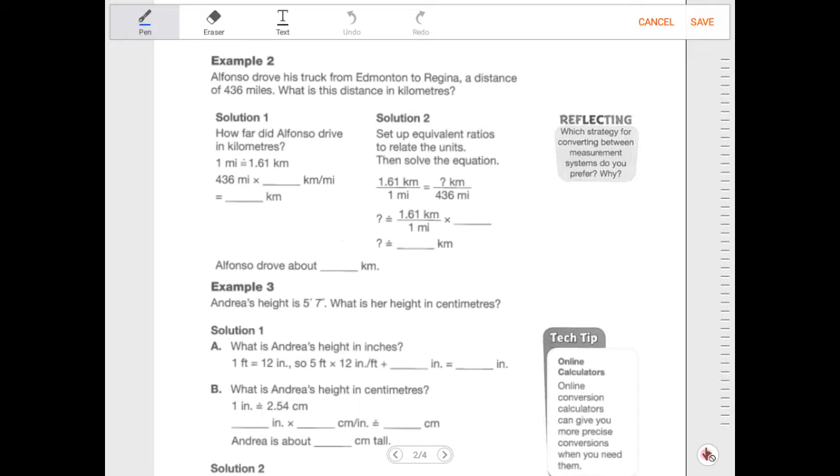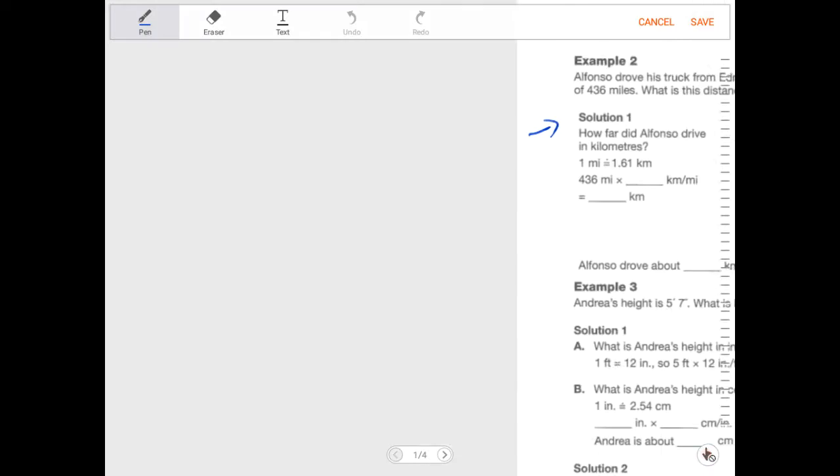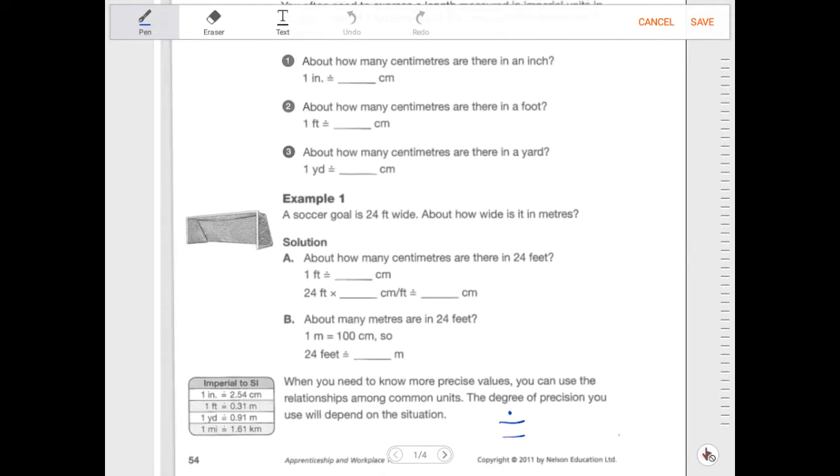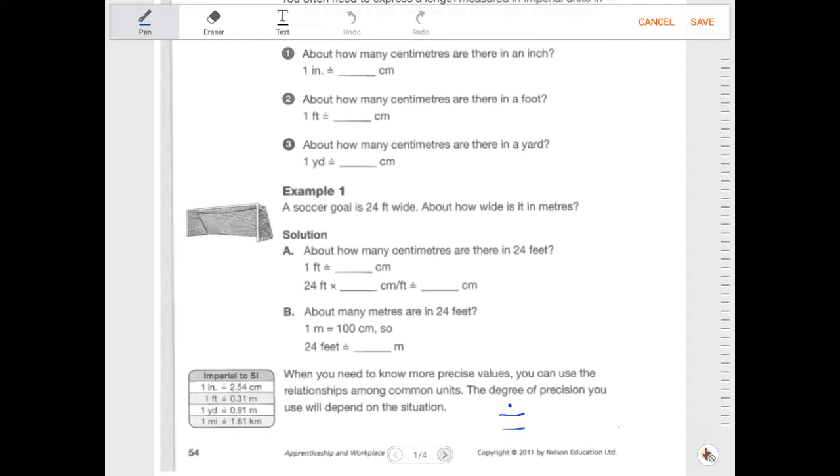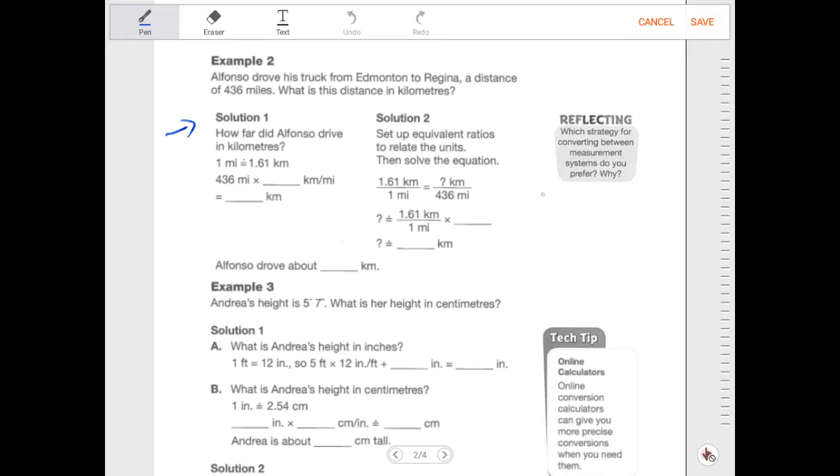I know that solution number 1 is right there. Solution number 1 works like this. What you do is you go back to the table here, and you figure out how many kilometers there are in a mile. And as you know, it's given down there. So you know that 1 mile, 1 mi, is equal to 1.61 kilometers. Okay? That's what we know is equal.